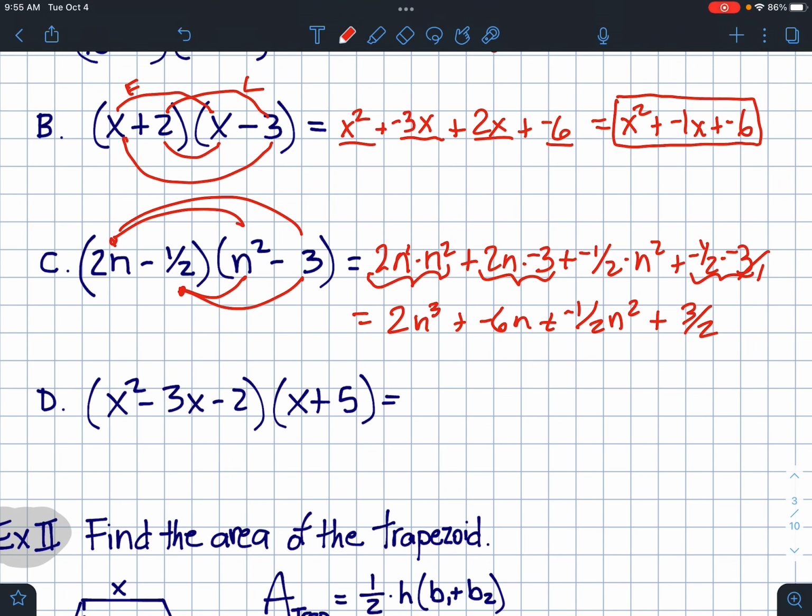Now, good news, bad news. We no longer have a trinomial. We now have a quadnomial, 4 terms. None of these terms add up.